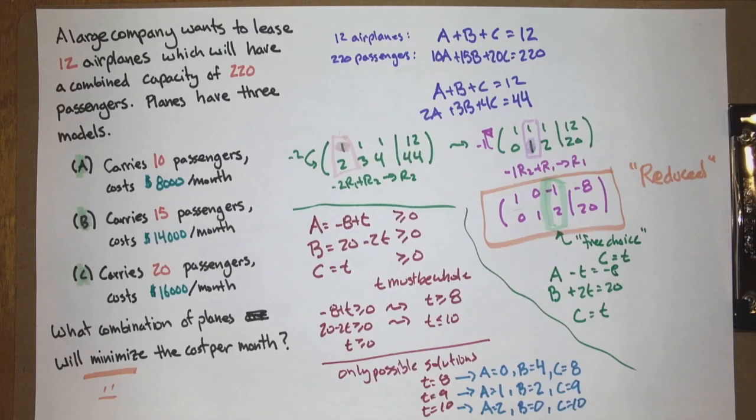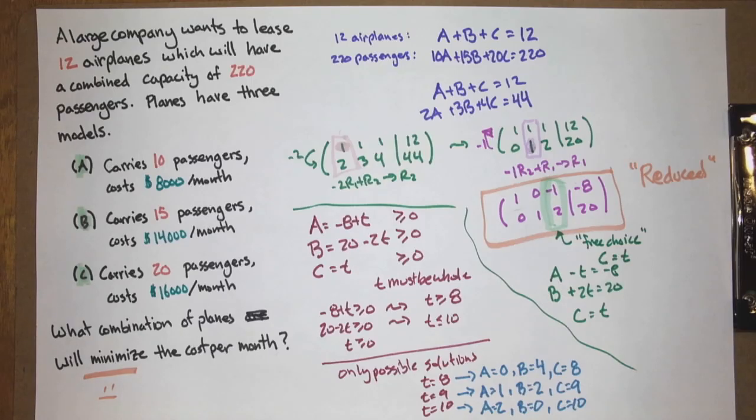So, if we want 12 planes, and we want to have combined 220 passengers, we have 3 possible configurations. Now, we're ready to answer the question. We know there's 3 possibilities. We want to know what combination will minimize the cost. So what we have to do is say, okay, for each one of these, we just have to figure out how much does that configuration of planes cost. That just gives us 3 things to check, and then we're good to go.